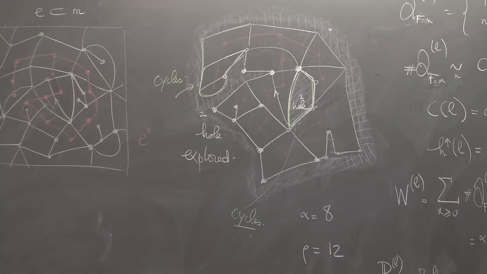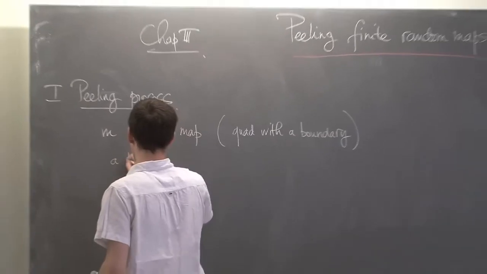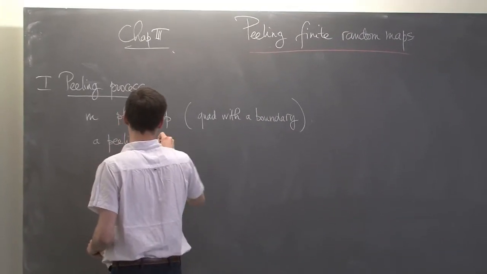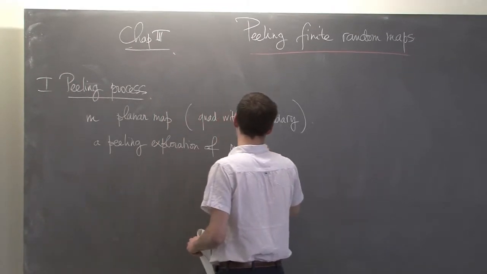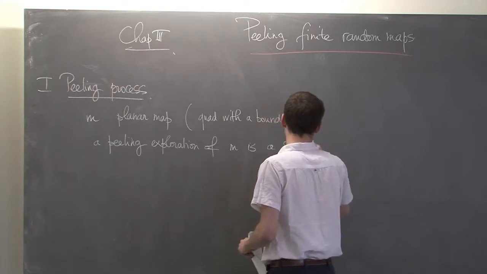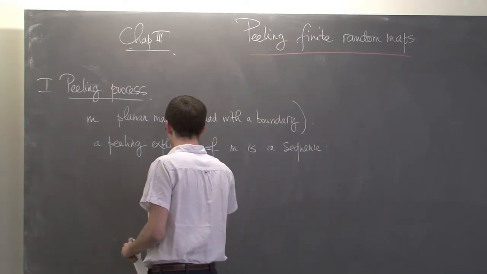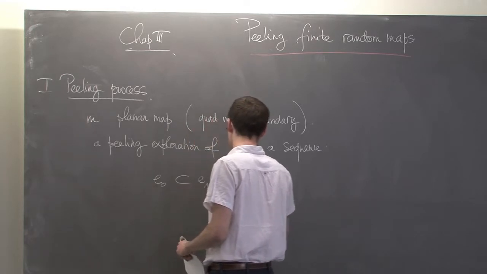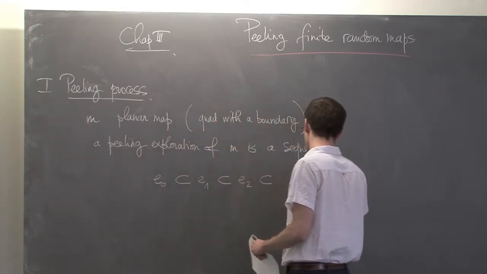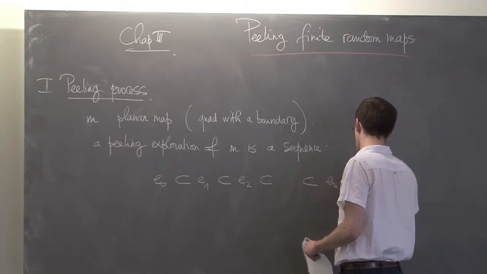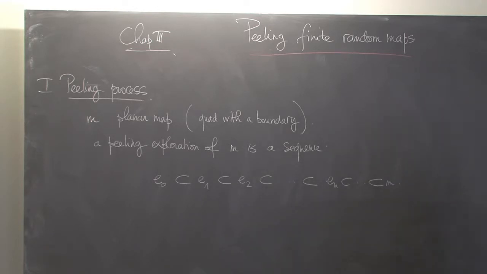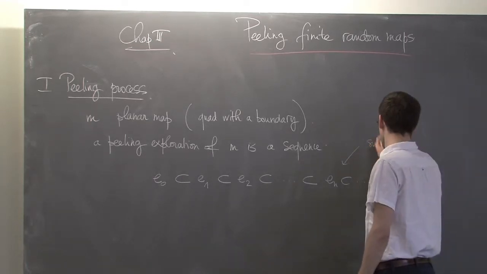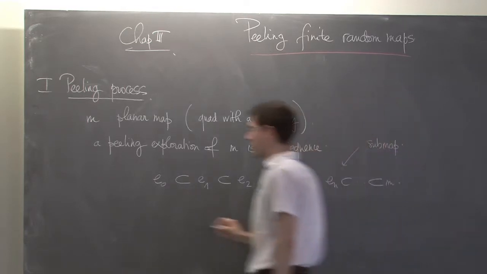So a peeling exploration of M is a sequence of explored maps, which are submaps of the original guy, increasing, and which eventually will discover M in the finite case. So these are submaps constructed as follows.